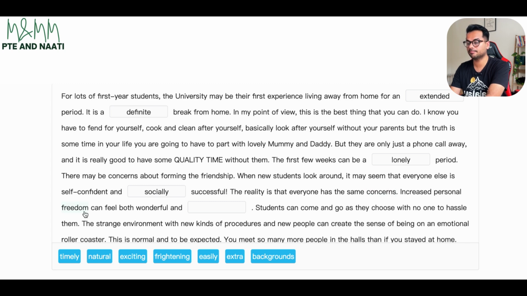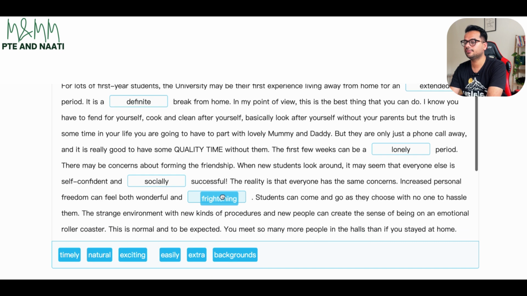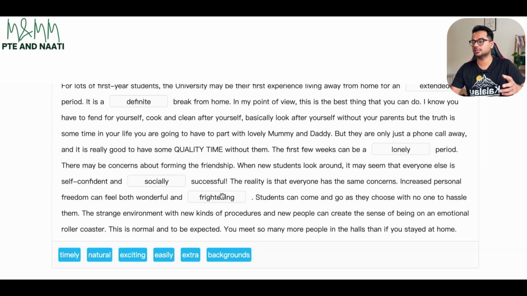Increased personal freedom can feel both wonderful and dash. So we need something opposite. Can feel both wonderful, which is great, and we need a negative word over here. Something opposite to the word wonderful. Timely doesn't make sense. Natural, it's not negative. Exciting, it's positive word. Frightening is definitely a negative one. Easily, extra background, so doesn't make sense. Frightening would be my right answer because I can say the personal freedom can feel both wonderful and frightening, positive and negative.